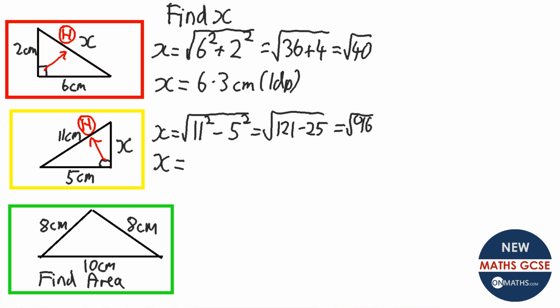And so type that into my calculator. Square root of 96 is going to be 9.8 centimeters, again rounded to 1 decimal place.